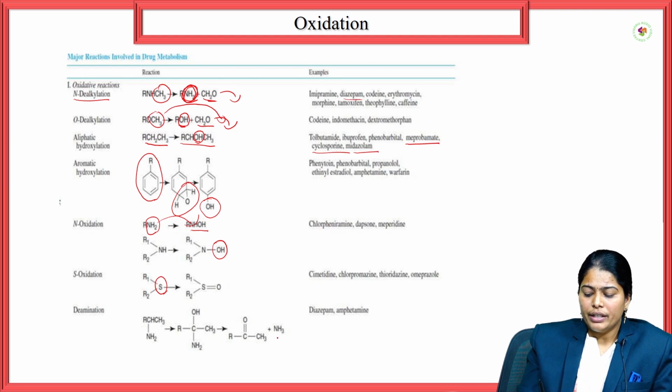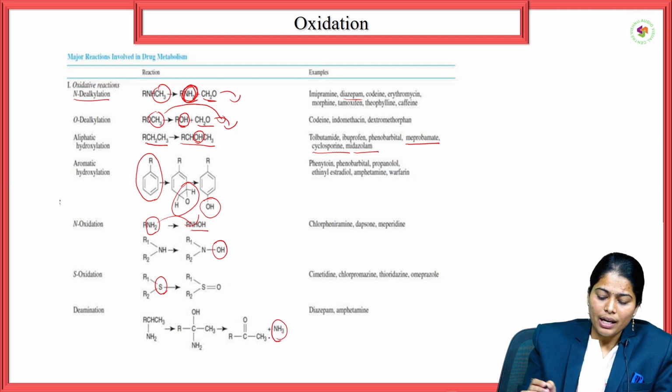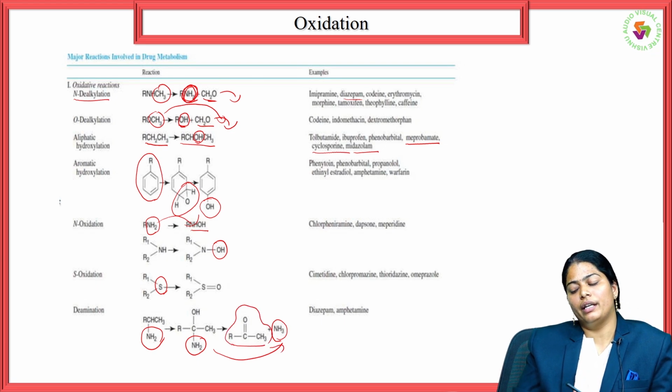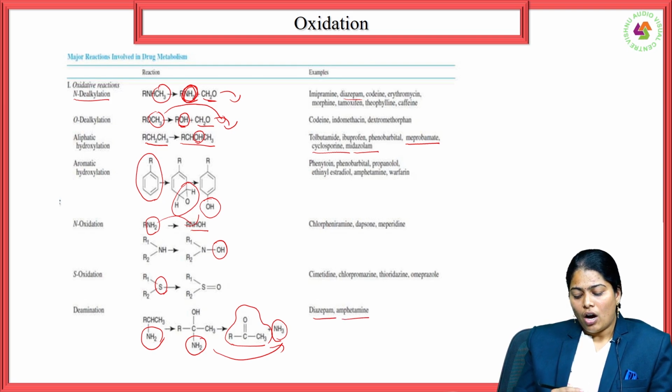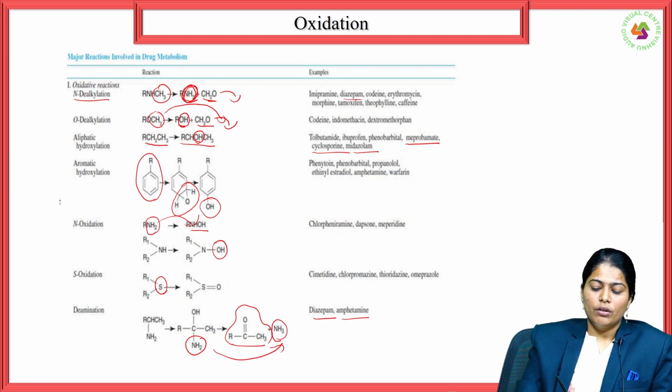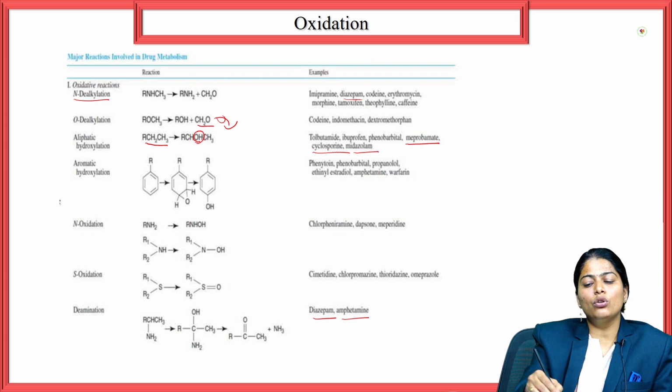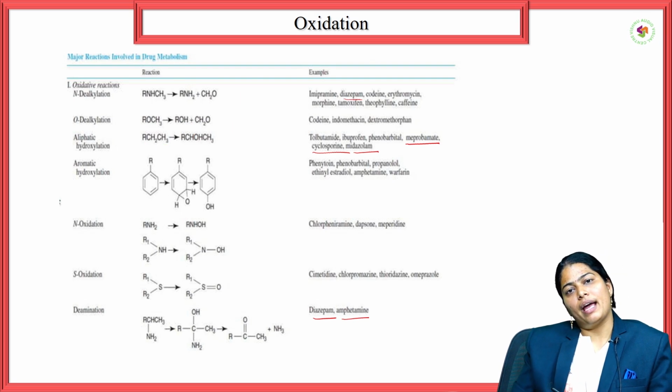And deamination. Deamination means the amine group is removed from the component. See here, this amine group is removed and a compound is formed with high water solubility. Examples are diazepam and amphetamine. Like this, all oxidation reactions are used to attach a carboxylic acid group, hydroxyl group or amine group to the compound. Based on the chemical moiety present on the drug molecule, different reactions happen in the oxidation cycle.